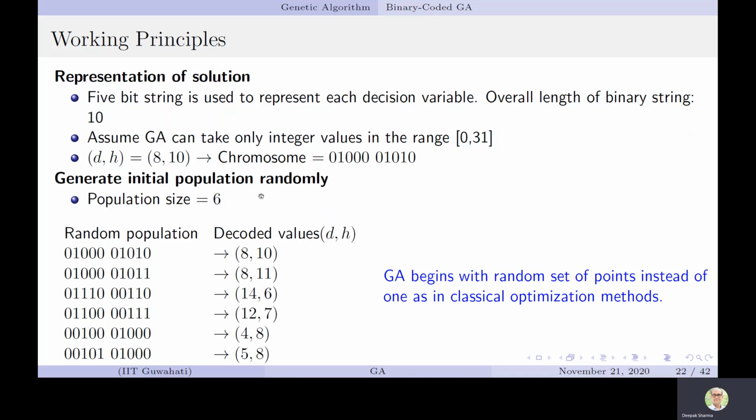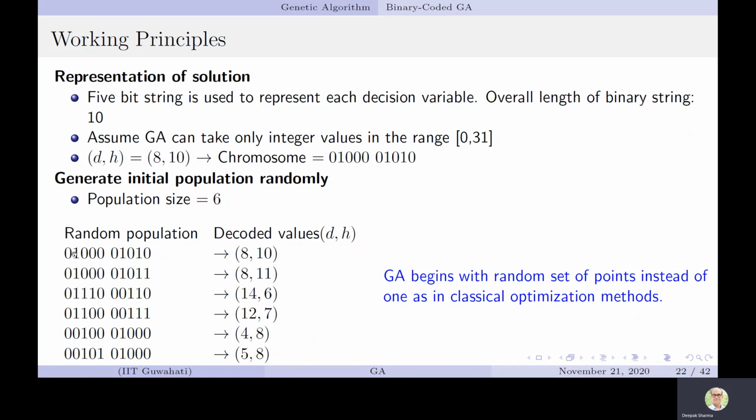So we generate the initial population. Let us assume that we have taken a population size of 6. When we say 6, this means we are going to create 6 solutions randomly. What do we mean by randomly? So the pattern of 0s and 1s in the binary string is randomly generated by our computer. So we generated all the binary strings. So 10 bits for solution 1, again 10 for solution 2, 10 for solution 3, and so on for all 6 solutions.